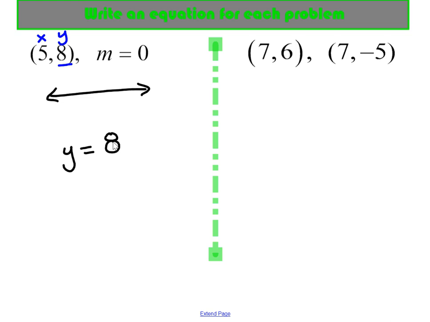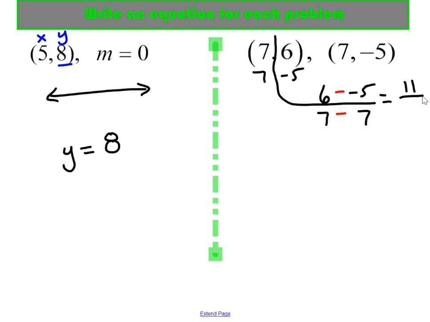My next example, they don't give me a slope. However, they do give me 2 points, so I can actually find the slope based off those 2 points. So all I got to do is stack and slide. Don't forget to put the minus sign in between your two numbers every time. 6 minus negative 5 is going to be positive 11. 7 minus 7 is 0. That means my slope is undefined.